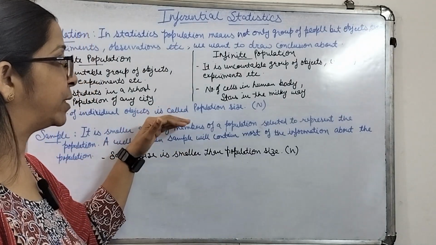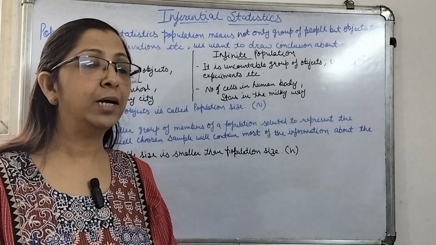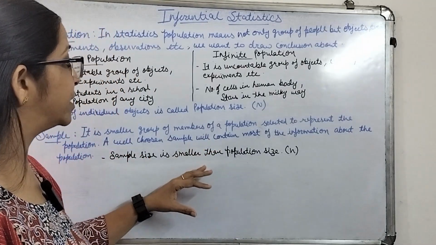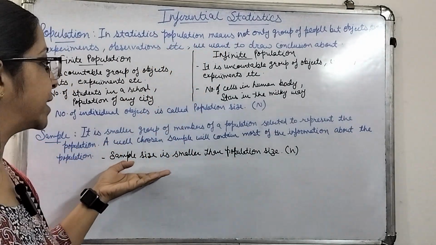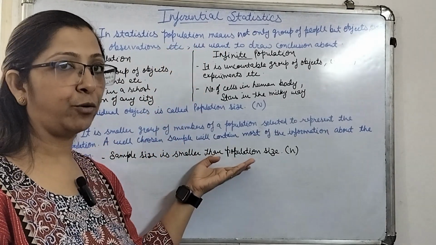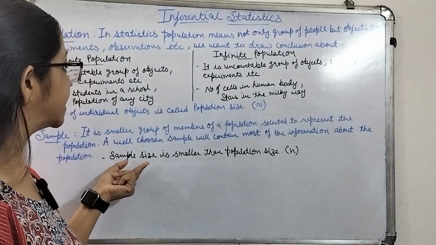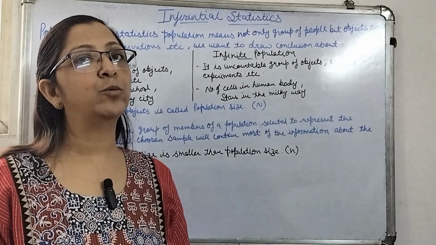Instead of doing our experiments on the whole population, we conduct our experiments on the sample only, because it becomes very easy to conduct experiments on a sample which represents the whole population. So the sample size is obviously smaller than the population size, because the sample is taken out from the population, and it is generally denoted by small n.